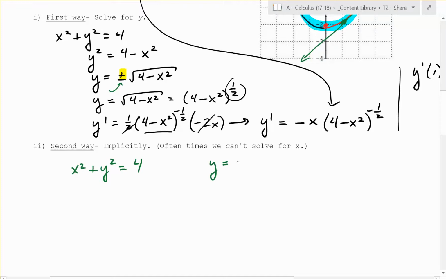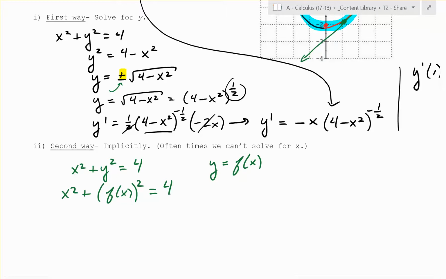So instead what you're going to do, and there's different notations, and you're going to see different notations, and I'll explain them when they come up, but we're going to say y is equal to some function of x. I like writing it that way. So x squared plus f of x squared, this is just for keeping things straight, is equal to 4. And now we're going to differentiate with respect to x.